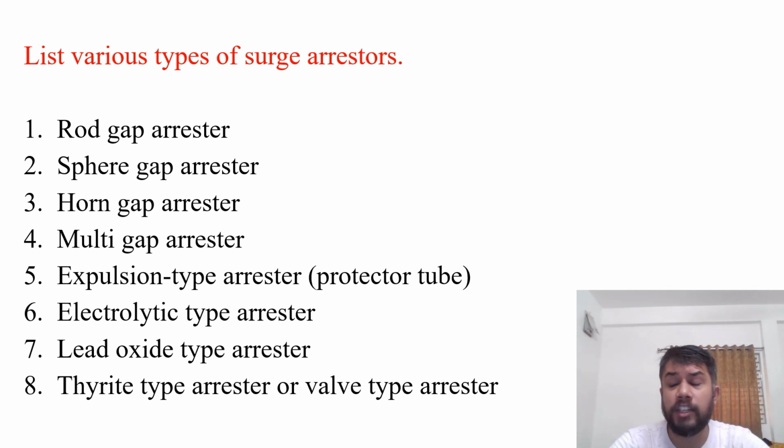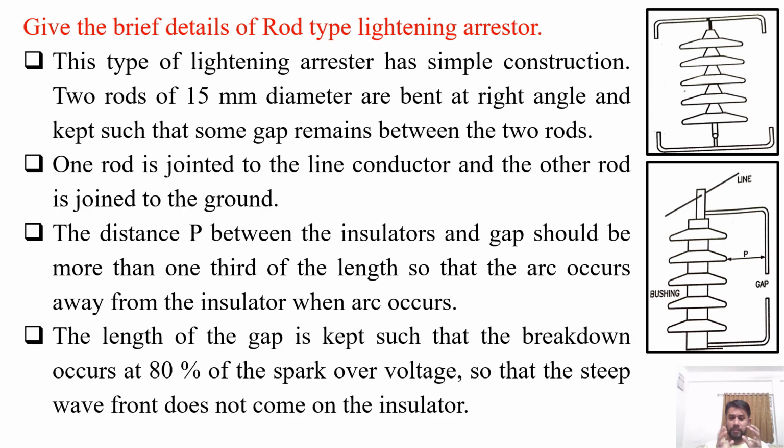List various types of surge arresters: rod gap arrester, horn gap arrester, sphere gap arrester, multi gap arrester, expulsion type arrester, electrolytic type arrester, lead oxide type arrester, thyrite type arrester or valve type arrester. Give the brief details of rod type lightning arrester.